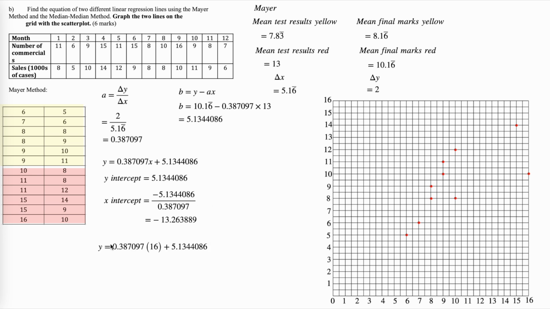What's the value of the y when the x is 16? That gives me 11.327957. Let's find those 2 points. I'm looking for 16, 11.327957 right here. And I'm looking for the y-intercept, which is 5.1344. I can draw a line like this. That's our line of best fit using the Mayer method.